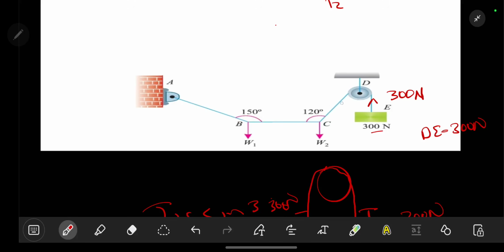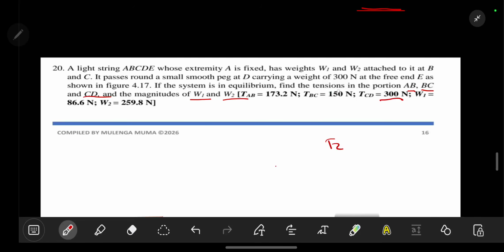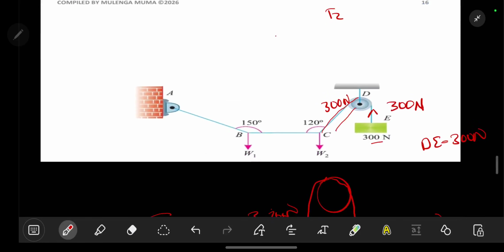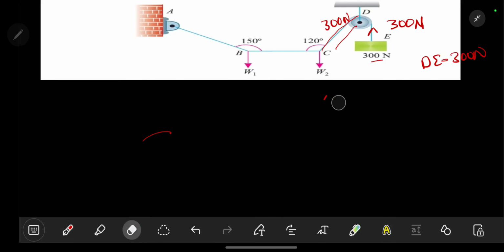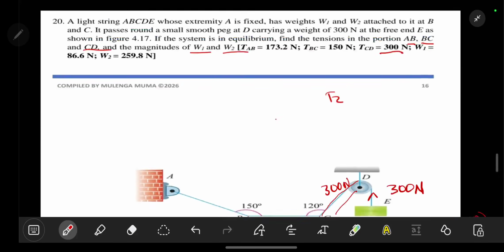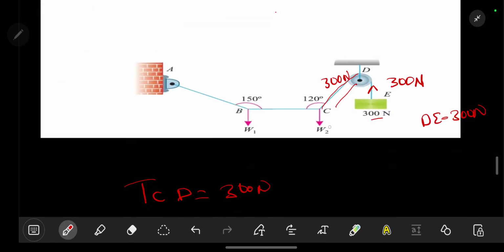Even on this other side, there will be a force of 300 newtons, since it is just one string passing on a pulley. So that means we have already found the tension CD. So T of CD should be equal to 300 newtons, which they have given us. So that's the rule there. Then we are going to go to our next portion.